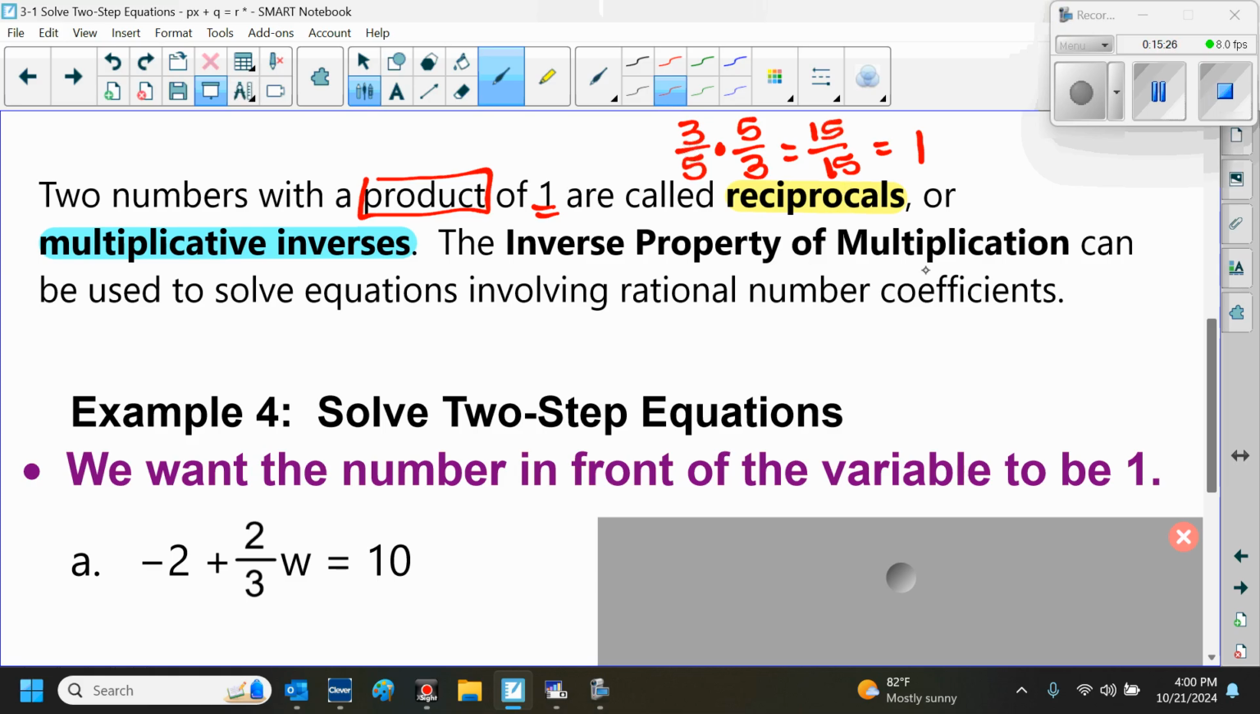Now, the inverse property of multiplication can be used to solve equations using rational number coefficients. Now, rational number coefficients, that just means that the coefficient, or the number in front of the variable, is a fraction. Is everybody with me? So, the inverse property of multiplication says that if I multiply by the reciprocal on one side, I have to multiply by the reciprocal on the other side. You got that? So it's just like those properties of equality, okay?